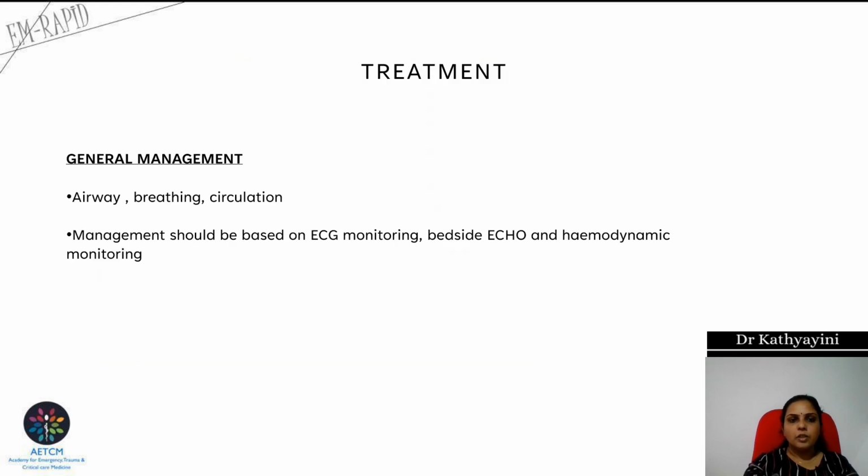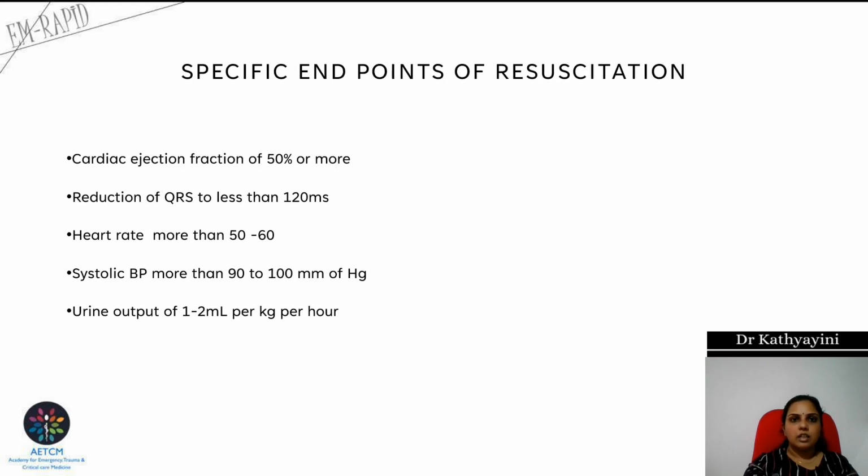So coming to the treatment, again, airway, breathing, circulation, and the general management, which include cardiac monitoring, ECG, bedside echo, and hemodynamic monitoring. And in beta blocker toxicity, we'll be administering some specific drugs or specific treatment. So, how long should we administer the specific treatment? What is the end point of our treatment?